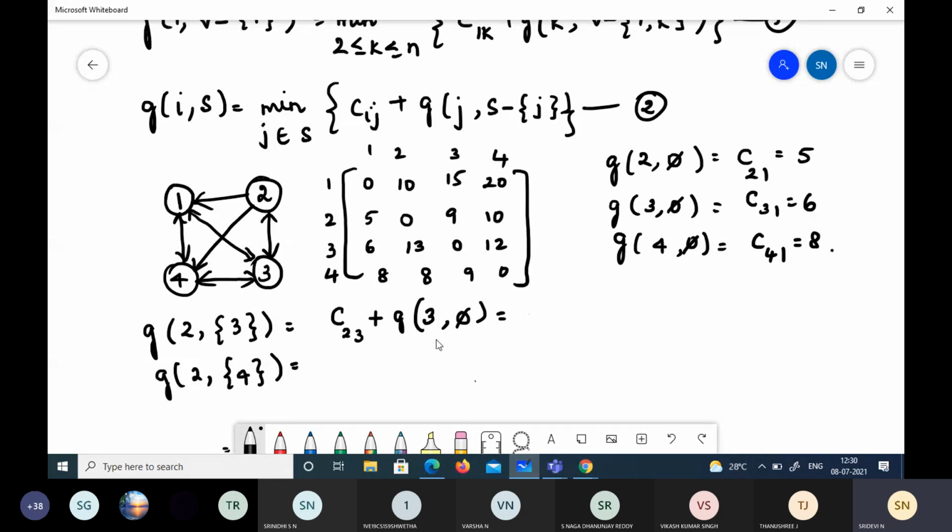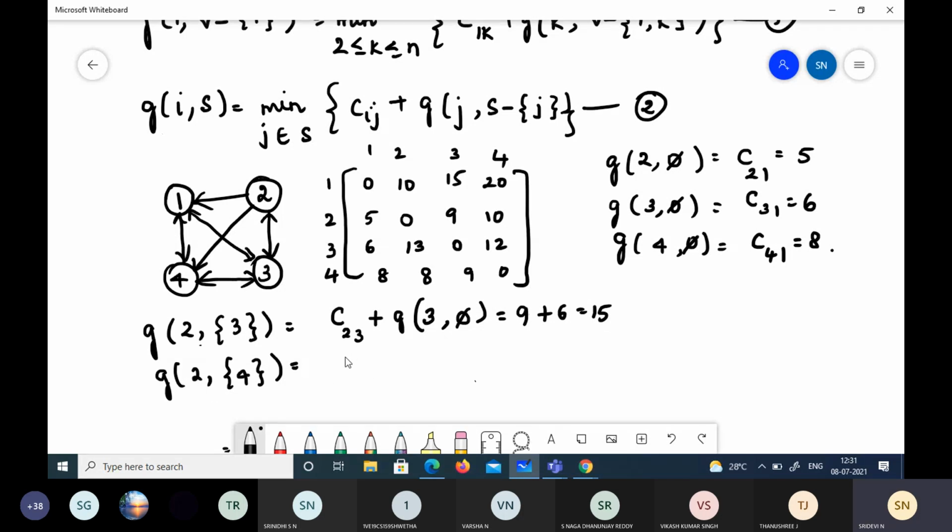And now we can just take down the value here and that gives the path. So C of ij, 2, 3, plus G of j is 3, comma S minus j. S also contains 3 and j is also 3, so this becomes G of 3 comma null set. So C of 2, 3, what is the value? 9, plus the value of G of 3 comma null set, which is 6. 9 plus 6, so the value here is 15.